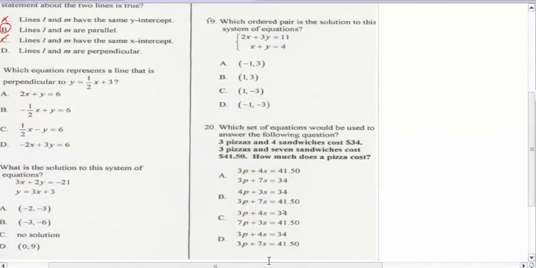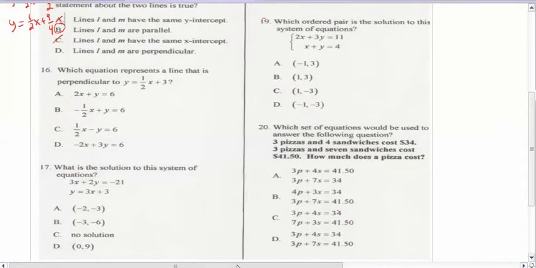Okay, 16. Let me move this over. It talks about perpendicular lines. Well, what do we know about perpendicular lines? We know something about their slope.